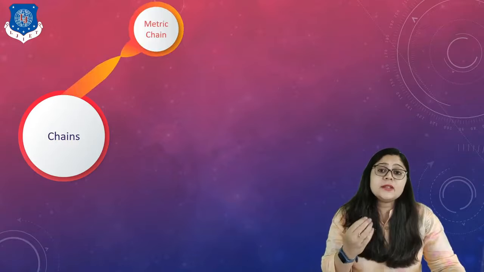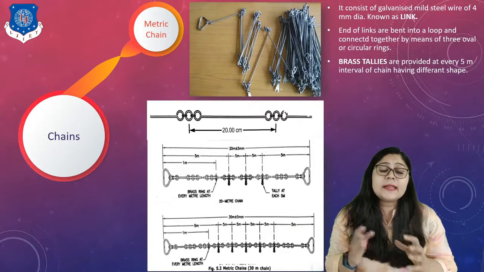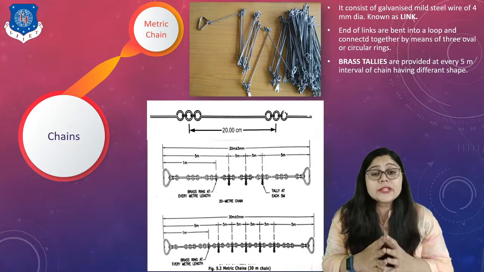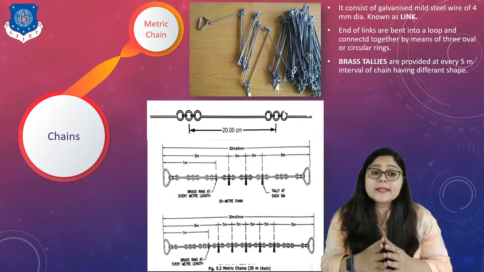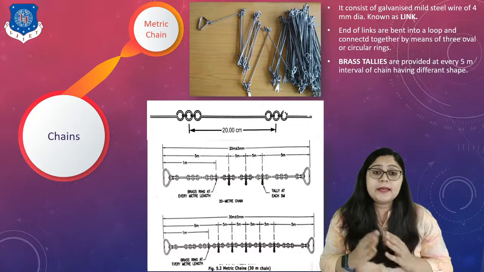Various types of chains are available based on different chain sizes. The first is known as the metric chain. Here on screen you can see a metric chain is shown. It consists of galvanized mild steel wire of 4 mm diameter, which is known as the link.